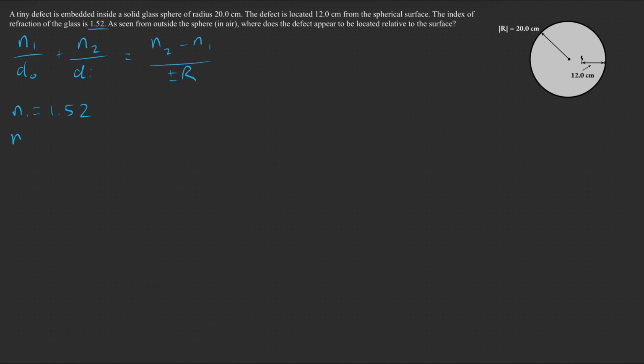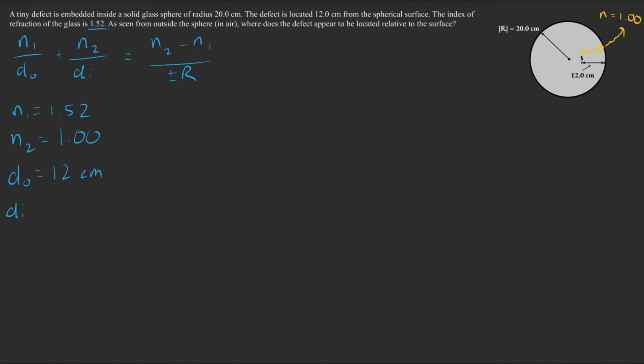Now, n2 is the index of refraction of the second medium. So if we draw a little light ray here, the light ray leaves, it encounters the surface that separates the glass and the air. So our second medium is air, which has an index of refraction of 1. So n2 is equal to 1. Now dO is how far the object is inside of that spherical refracting surface, or how far it is away from the spherical refracting surface. In this case, it's going to be 12 centimeters.